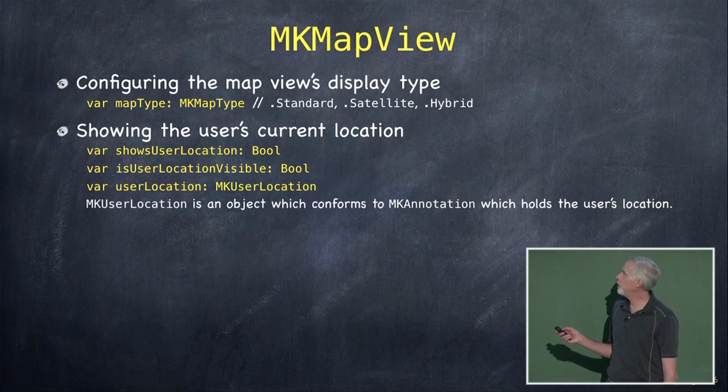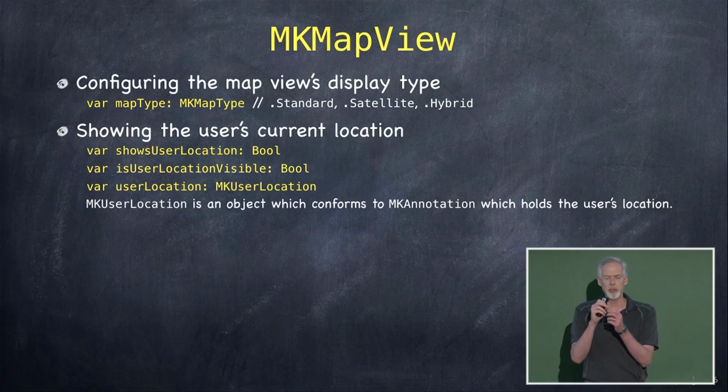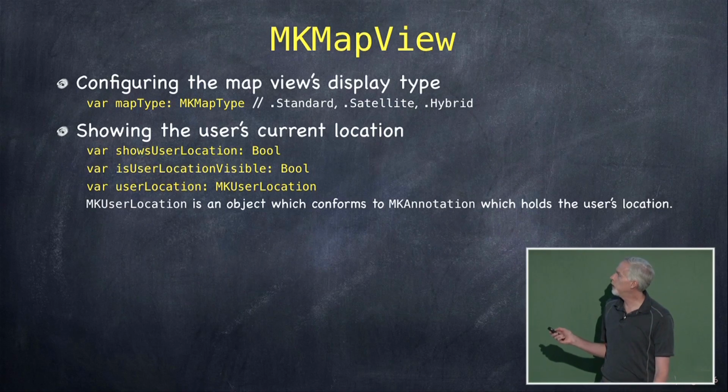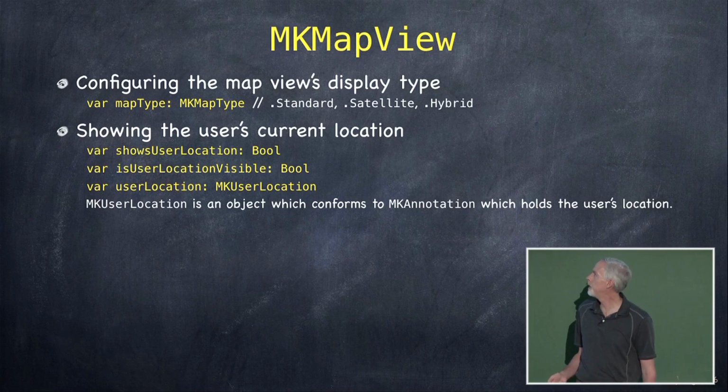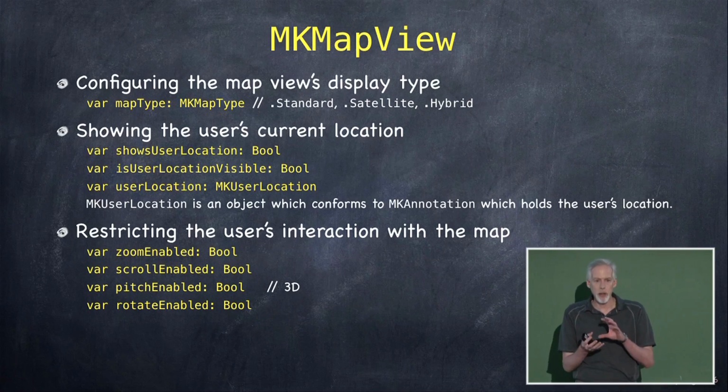You can also show the user's current location on the map just by setting this bool to true, and it'll show it. I think the user's current location is blue, or maybe it's purple, I don't know. But it'll just show on there. You can also get the user's location as an MKUserLocation, which is just a thing that implements the MKAnnotation protocol. You can also restrict scrolling. Okay, maybe you don't want the 3D mode.